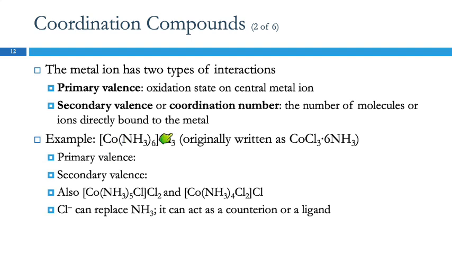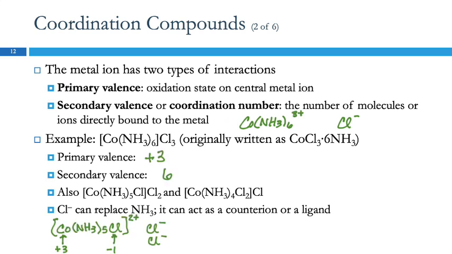So any ionic compound, you can pull it apart into cations and anions, right? And so this guy would be, let's put it up here. We've got cobalt, NH3 6, and we've got Cl minus. We have 3 of these, right? Cl3. So what's the charge on that guy? +3.